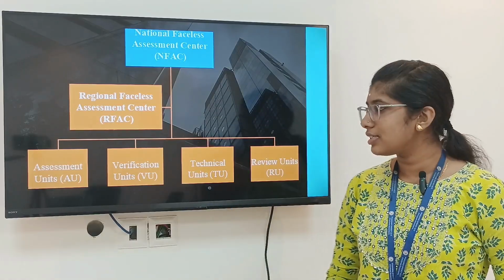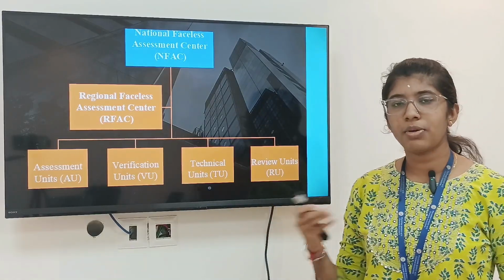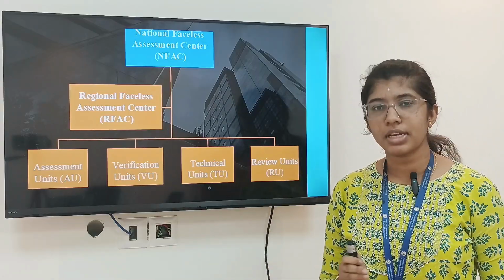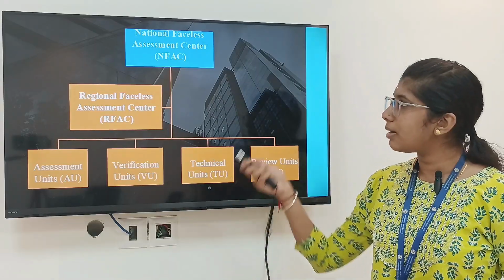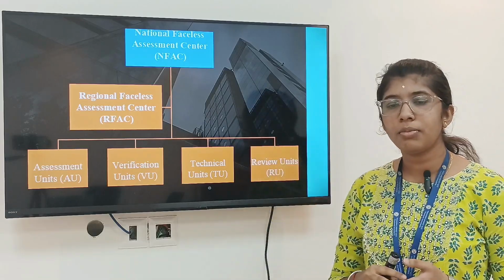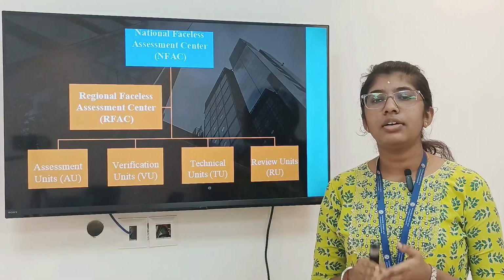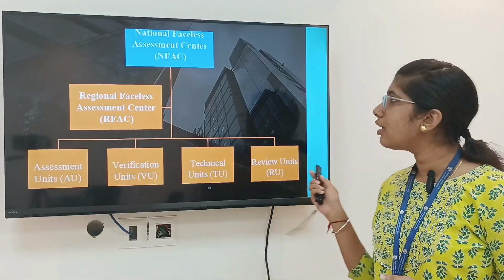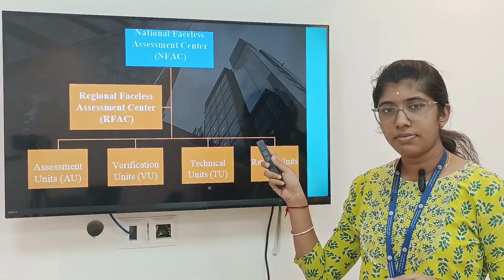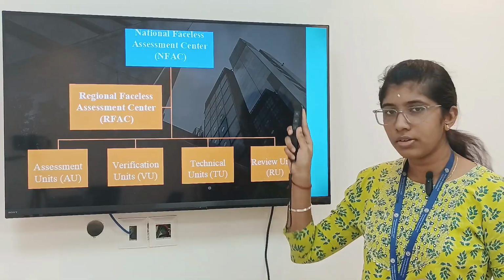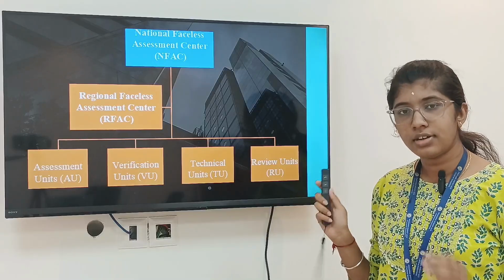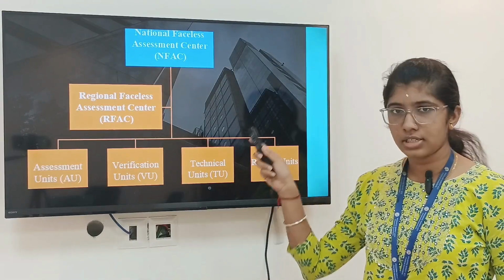The assessment units will see all the details provided by the SSC. Based on that, they will prepare the draft assessment order. They will submit it to the national faceless center, which will send it to the review units. The review units will review the draft assessment order, and in case there are any discrepancies, they will inform the national faceless center, which will inform the assessment units. In case there is no discrepancy, the draft assessment order will be given to the national faceless center.